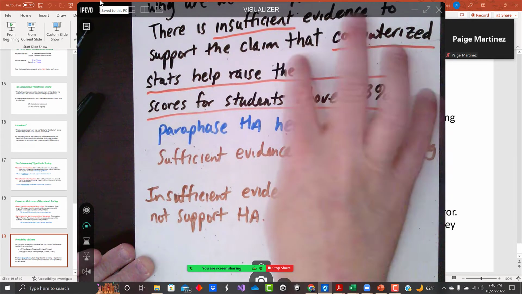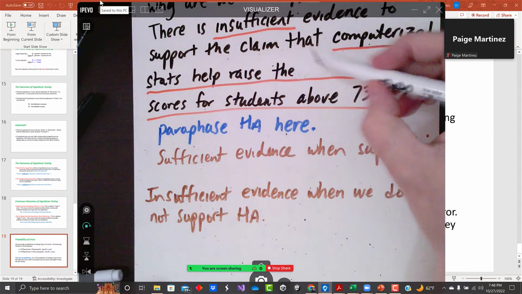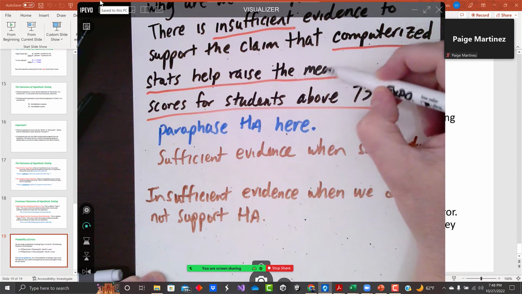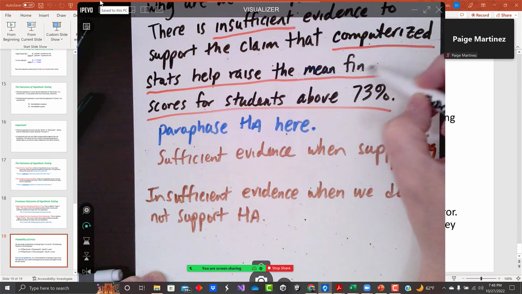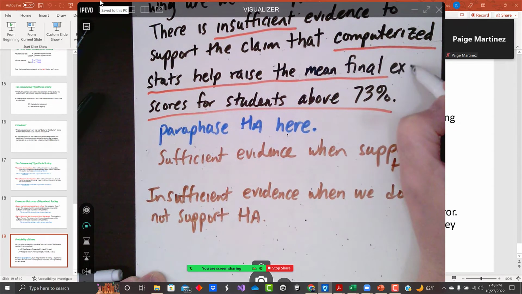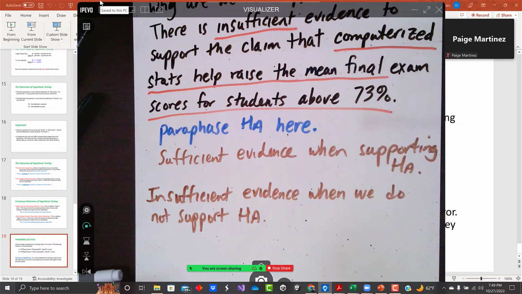I meant to say the mean here. I said it out loud. Because it's all about the mean. Not every student scores higher with a computer than they would have normally. Most do.